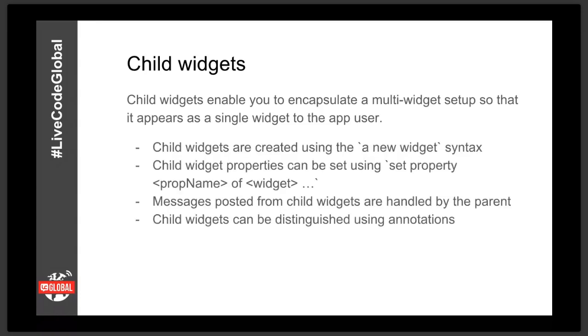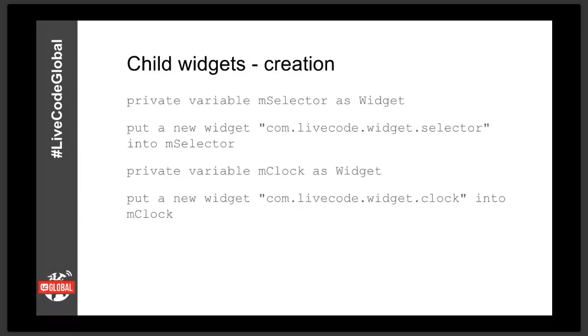So you create a child widget using a new widget syntax. The properties can be set using set property, prop name of widget. Messages posted from those widgets are handled by the parent widget, and they can be distinguished using annotations. So here's how you would create, for example, a selector widget and a clock widget and put them into variables.